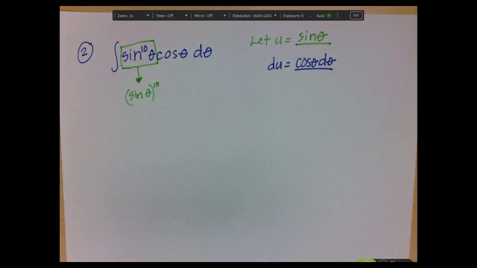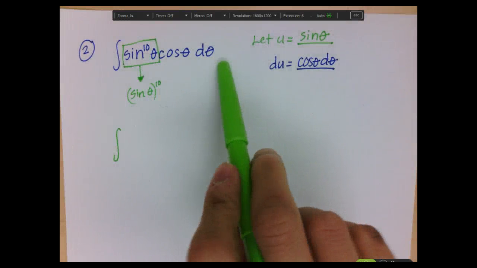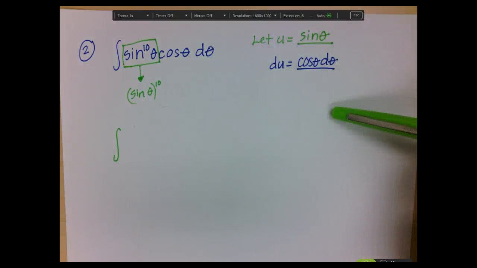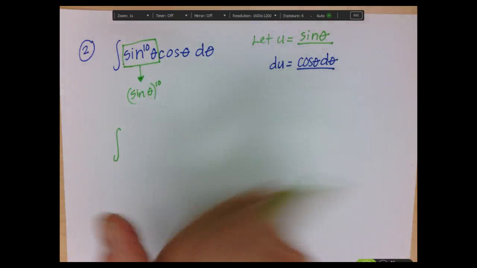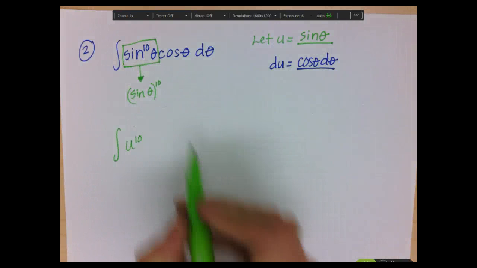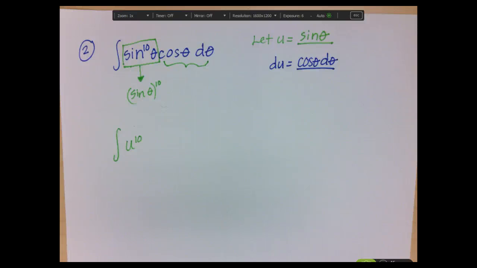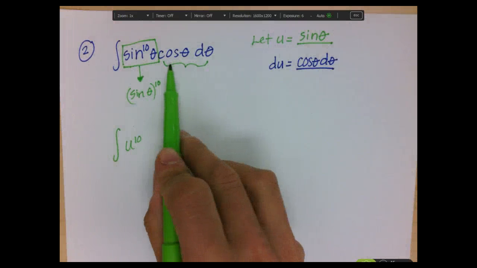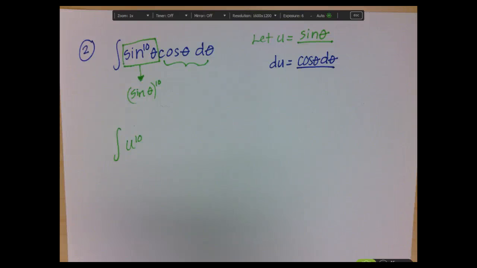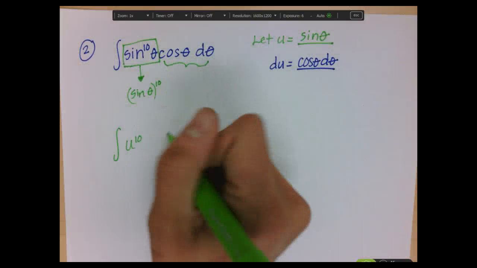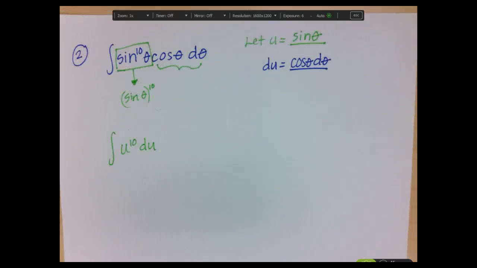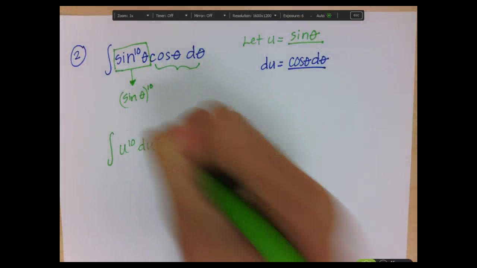So now I want to see, can I substitute all of that so that I change out of all theta variables and into this simpler u form? So here I'll have u to the 10th, and then it just so happens, in this well-created problem, that du is exactly the remaining piece of this integrand, cosine theta d theta. So what I'm integrating is u to the 10th du. Let's do that integration.